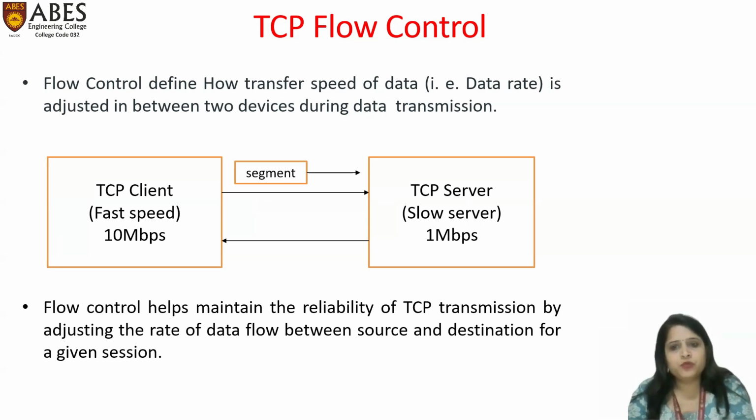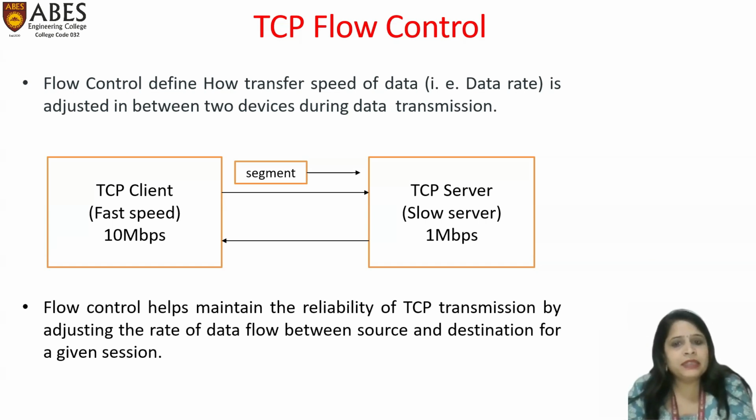Now the TCP server is able to process the data at a data rate of 1 megabit per second. So after some time, the TCP server sends feedback to the client that I am not able to process the data at these data rates. So you can send me the data at max 1 megabit per second so that I can process these data. This is the mechanism of how flow control happens. So here we can say that we can control the data rate between these two computers.